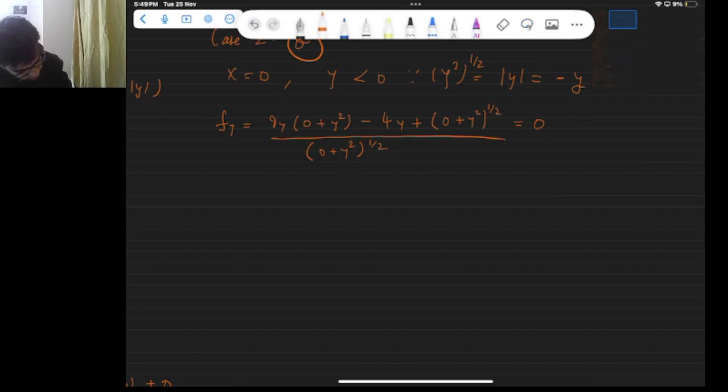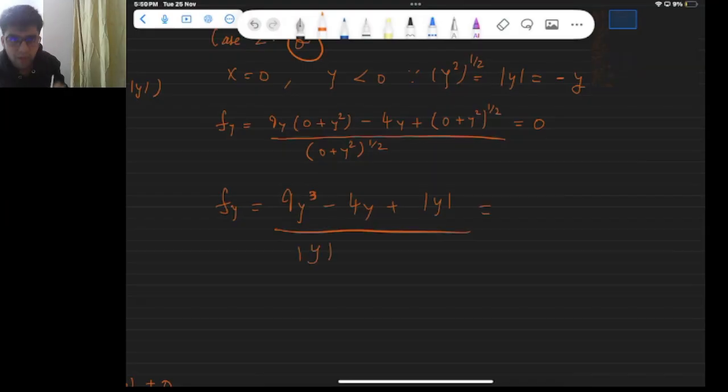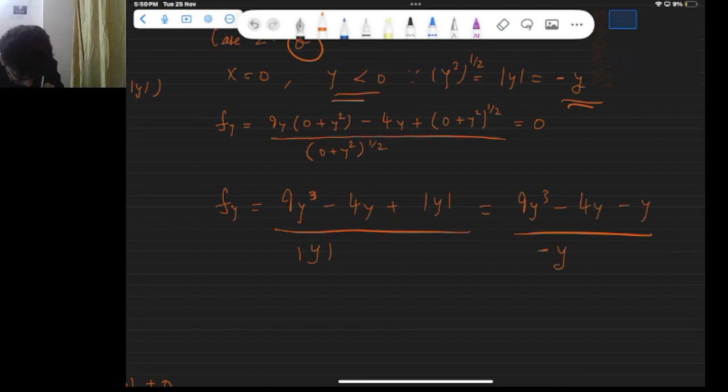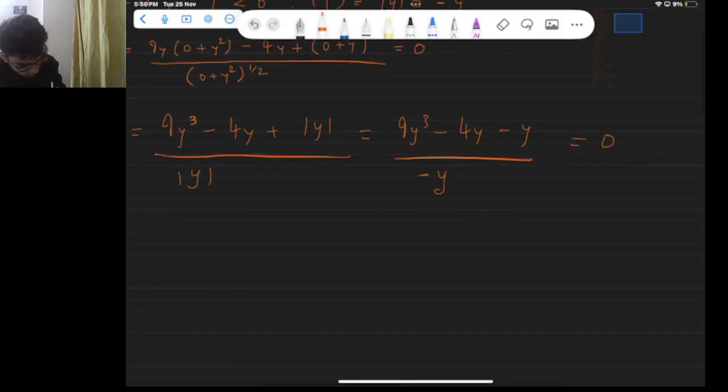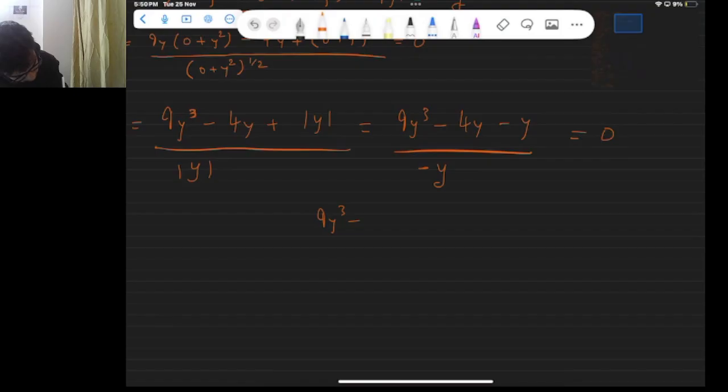Now if I write this, it is equal to 9y square, so this will become 9y cube minus 4y plus, now the root of y square is mod of y divided by again mod of y. Now we know that y is negative, y is less than 0, therefore mod of y will be negative y. To ensure that it becomes positive, so 9y cube minus 4y minus y divided by minus y, and this will be equated to 0. So now I'll be left with 9y cube minus 5y minus y, which is equal to 0.